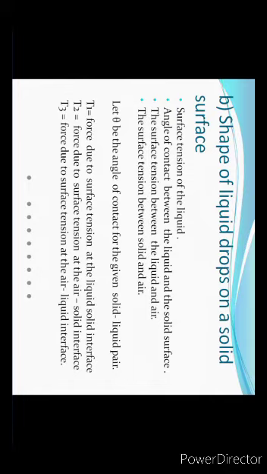Is it clear? Understand this well. This is important. And how is it related? T2 is equal to T1 plus T3 cos theta, or cos theta is equal to T2 minus T1 divided by T3. Now that is the condition. So cos theta can have positive value, cos theta can have negative value, right? Or zero value or infinity, correct? So depending on that, you will get the surface water drop.